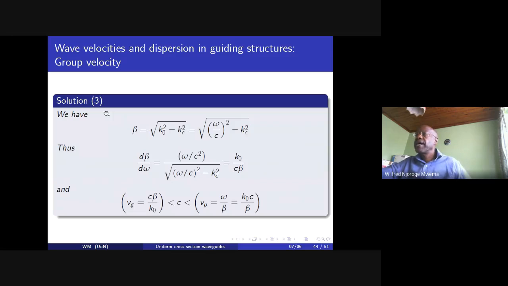So we have beta given by the square root of k naught squared minus kc squared, where this is the center frequency beta, or k, and this is given by the square root of (omega over c) all squared minus kc squared. And we see that d beta by d omega is given by k naught over c divided by beta. And Vg is therefore given by c multiplied by beta over k naught, and you can see that it's going to be less than c.